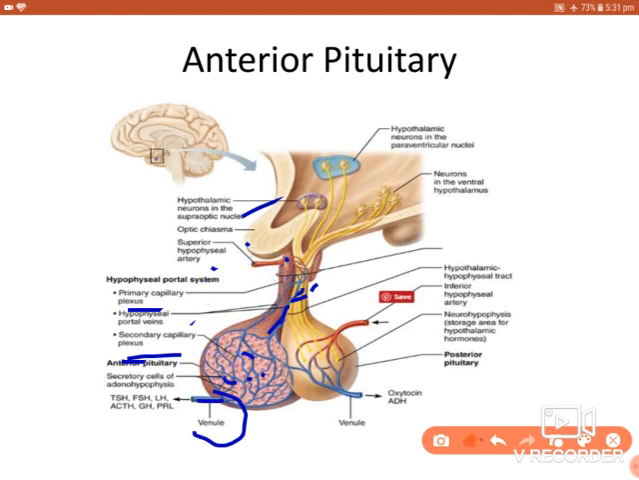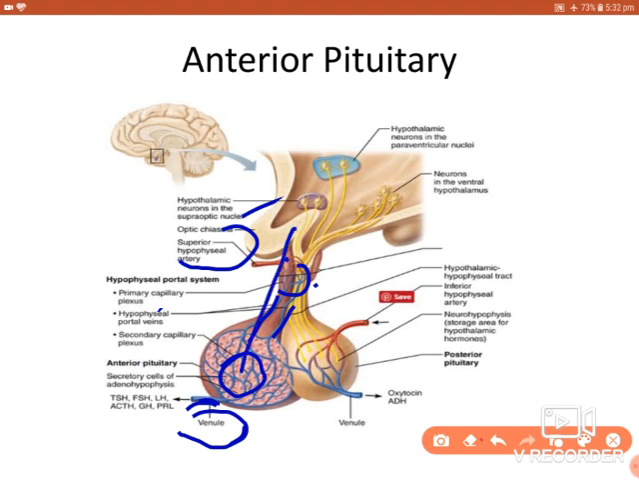So this is the hypothalamo-hypophyseal portal system: from the superior hypophyseal artery to the primary capillary plexus, long portal vessels, secondary capillary plexus, then to the vein, which drains into the cavernous sinus. So this forms the hypothalamo-hypophyseal portal system. Then see here, this is the posterior pituitary.